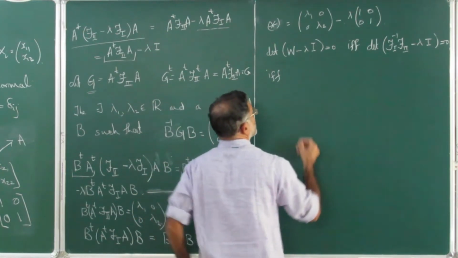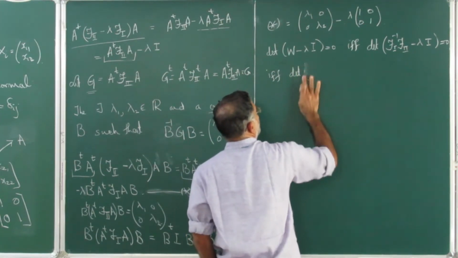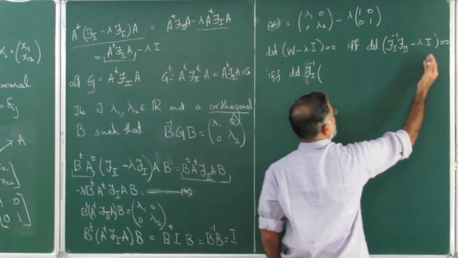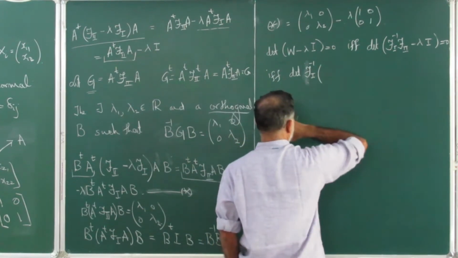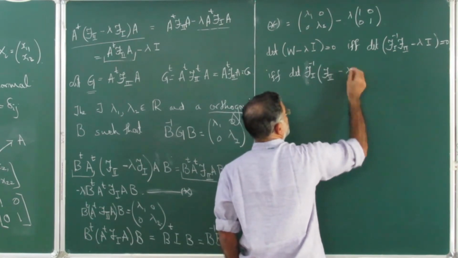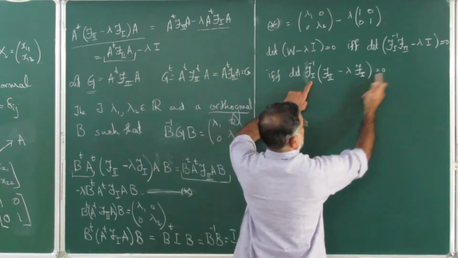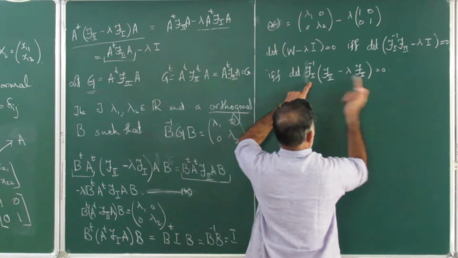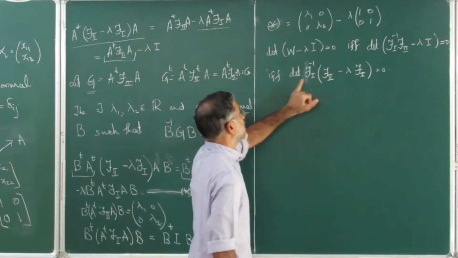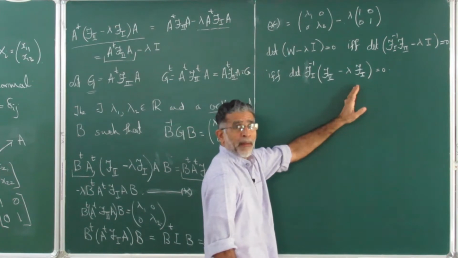Here what we do is this F1 inverse we will take outside. So determinant of F1 inverse. Write identity as F1 inverse F1. So F1 inverse we can take out. This is equal to F2 minus lambda F1. This I is written as F1 inverse F1. F1 inverse is taken as common factor. But remember, what is the determinant of a product? Determinant of x into y is determinant of x into determinant of y.